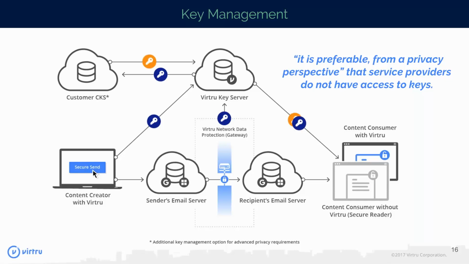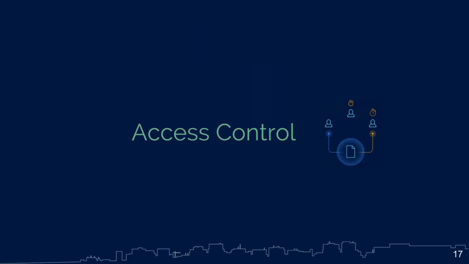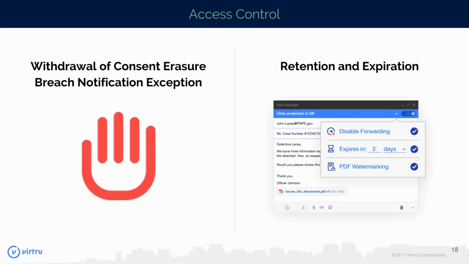So Virtru offers a variety of options, from software as a service to customer key servers to a hybrid approach to storage of encryption keys. But at the end of the day, part of a state-of-the-art system involves complex access controls as well as the auditing and ability of that. And we're discussing access controls and the use of data protection.